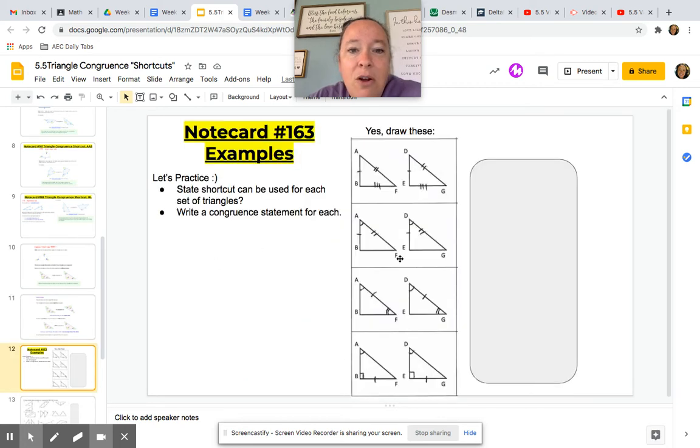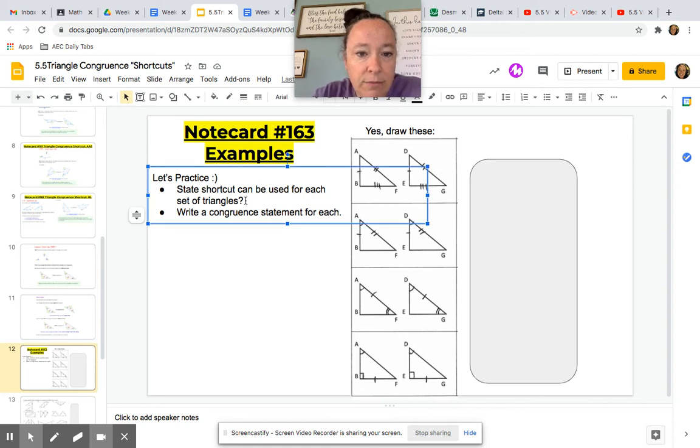So here's just some more descriptions of why you can't use angle, angle, angle. All right. Now, note card 163 is some examples. So we're going to practice on this note card, and I want you to state the shortcut that can be used for each set of triangles to show that they're congruent.